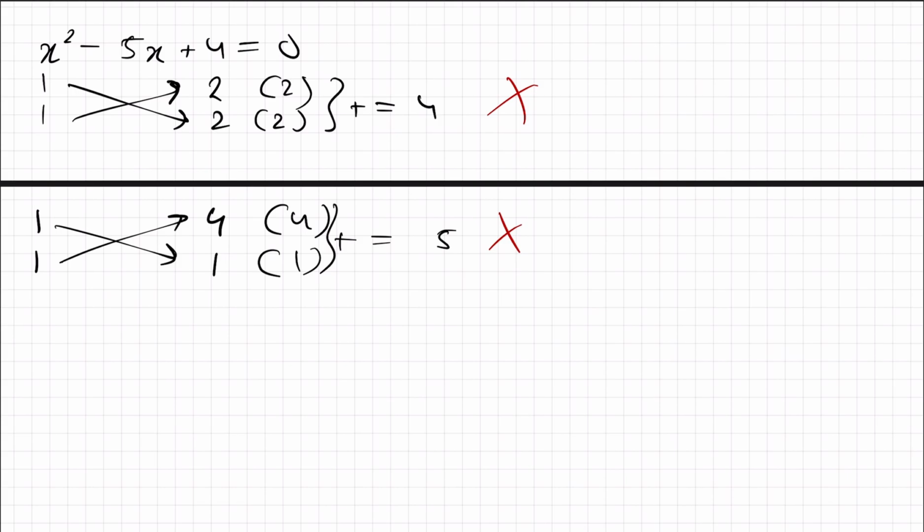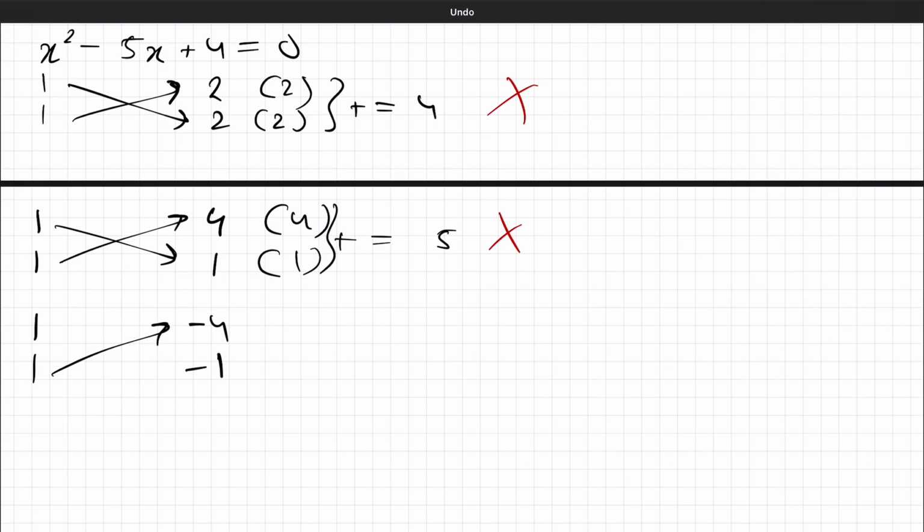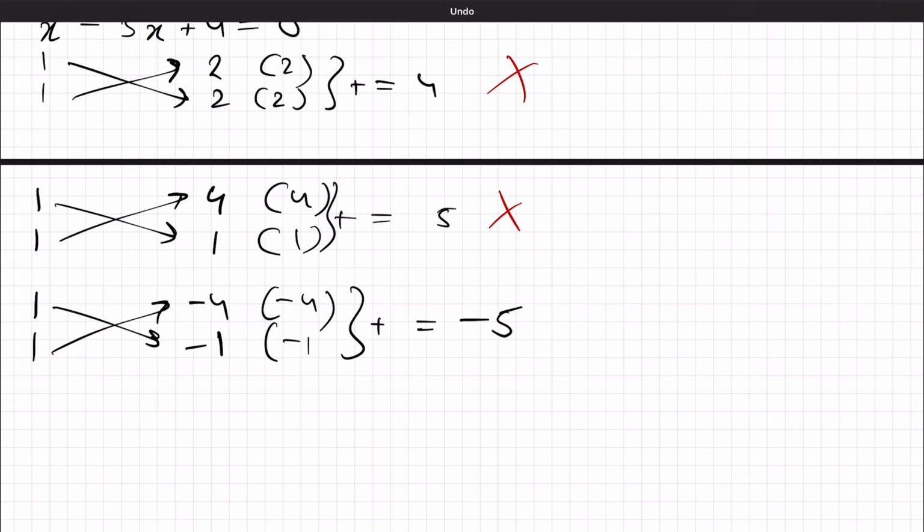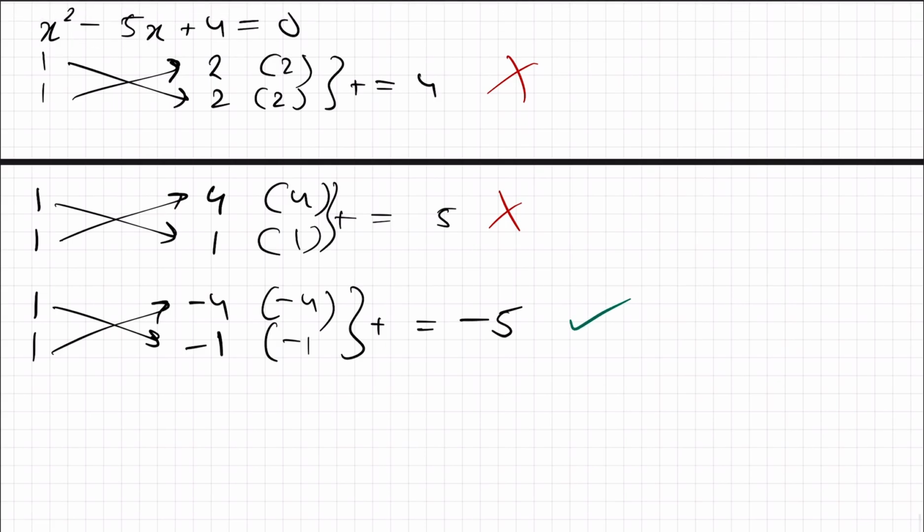Can you think of any other factors of 4 which are going to sum to minus 5? You might have noticed, if we do minus 4 and minus 1, the product of these is going to be 4. When we cross, we get minus 4 and minus 1. And when we add these together, you get minus 5, which is what we're looking for. So therefore, this is the valid cross.